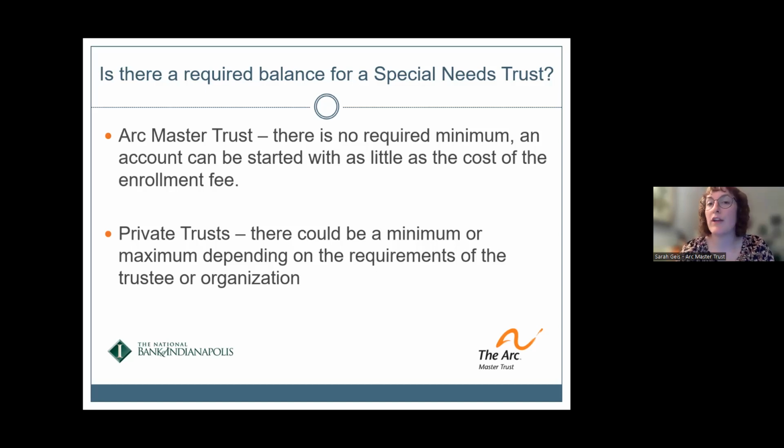In the world of a private trust, and this is a trust that you establish through the aid of an attorney that's sometimes held in a bank with a private trustee, there could be a minimum or maximum balance depending on the requirements of that trustee or organization. So if this is the route you are considering, it would be important to ask if they have a minimum or maximum balance limit for that special needs trust.